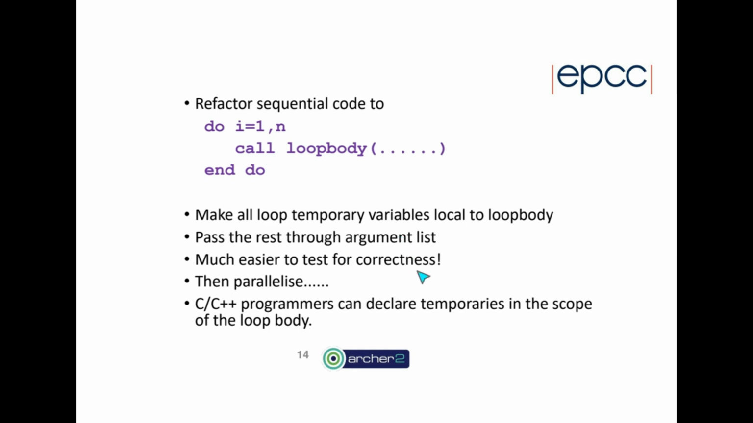So with that refactoring, you're essentially making more or less the same decisions as to whether things need to be private or shared, but you're doing it in an environment where it's just a sequential refactoring, and you can test for correctness much more easily. Obviously, this doesn't really happen typically in C or C++. You can just declare the temporaries in the scope of the loop body anyway, and that would also be the natural coding style to use, which isn't available to you in Fortran.